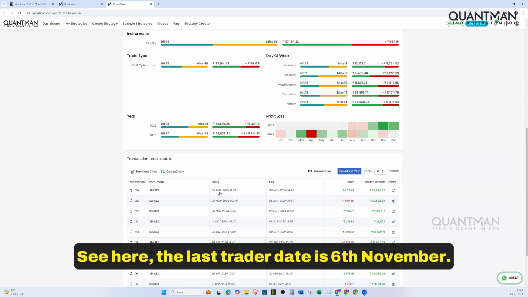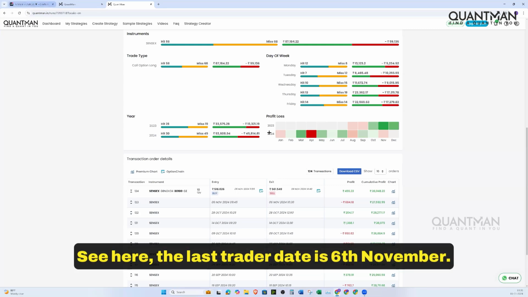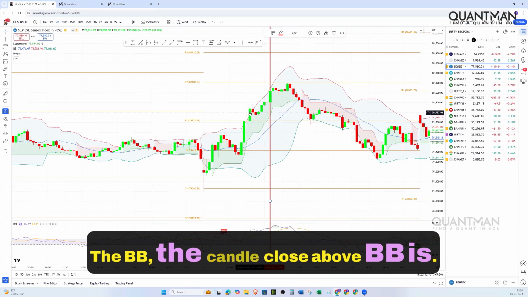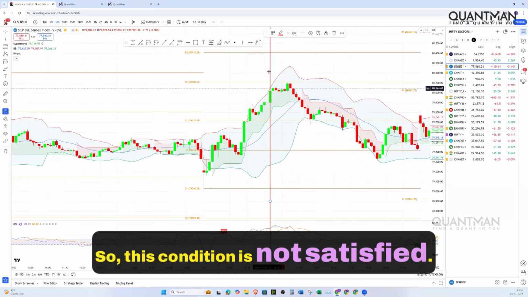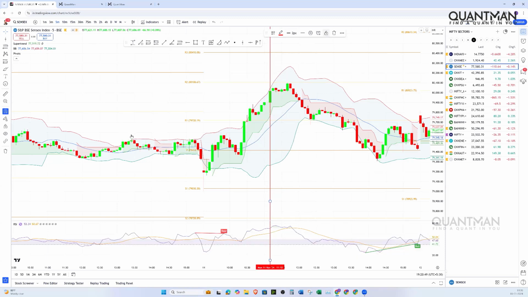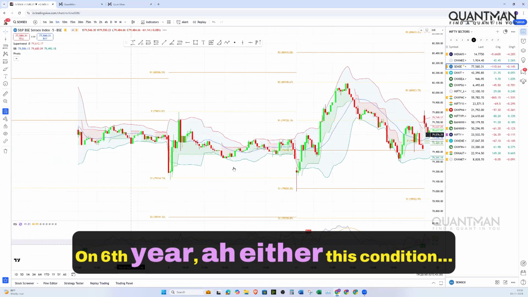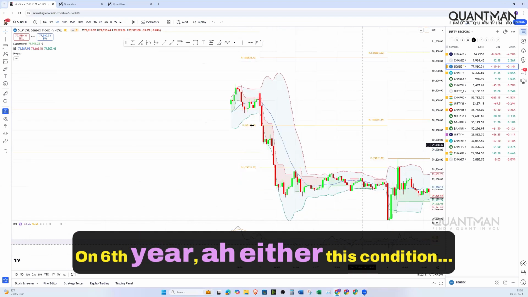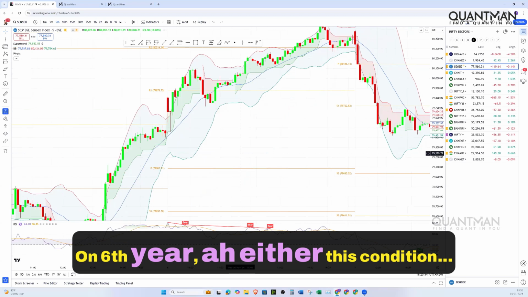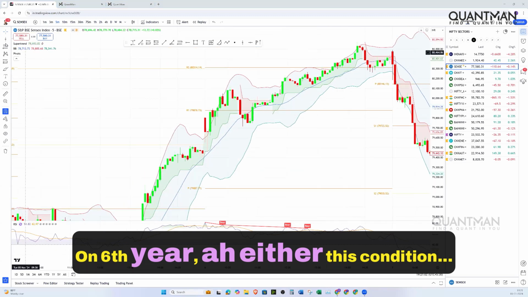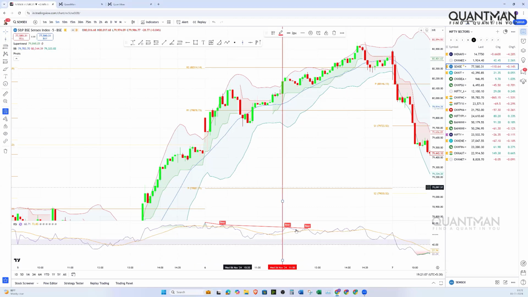See here, the last traded date is 6th November. The candle close above BB is this candle. After that, no candle crosses above BB. So this condition is not satisfied. On 6th here, either this condition, there is RSI, no.